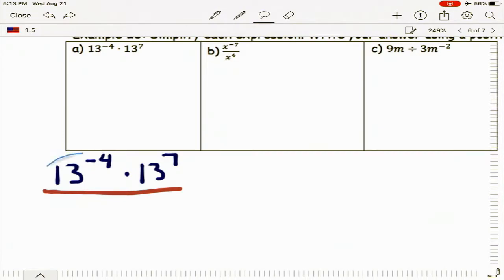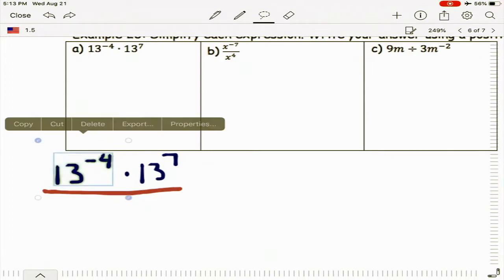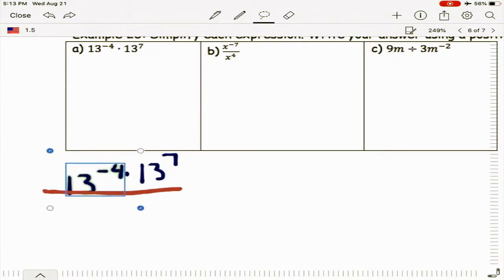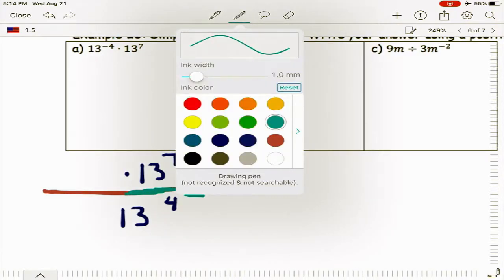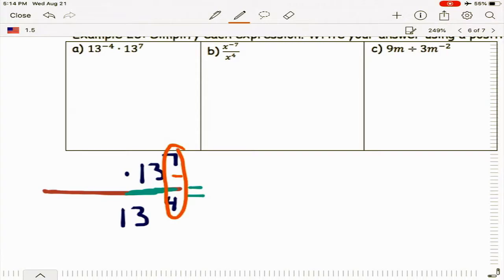So I'm going to take this 13 to the negative 4 and I'm going to bring it to the other side of the fraction. When I do that, that negative 4 now turns to positive 4. And now I'm solving 13 to the 7th power over 13 to the 4th power. And then when I solve that, when I divide the same bases, technically I subtract the exponents. And 7 minus 4 is 3. And my answer is still 13 to the 3rd power.